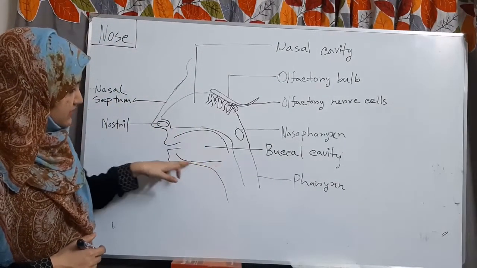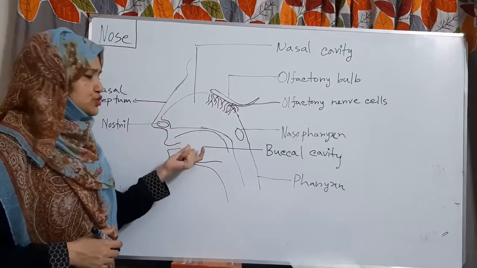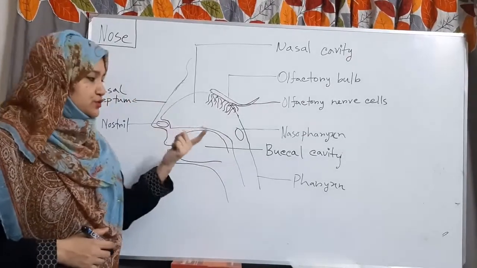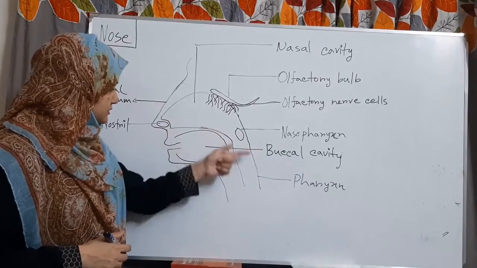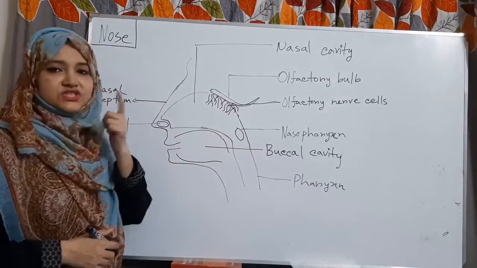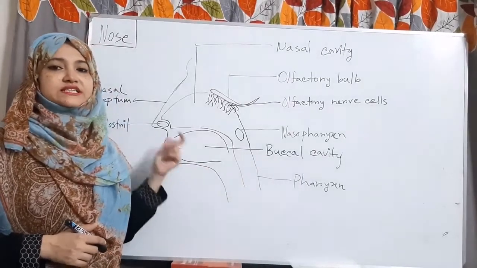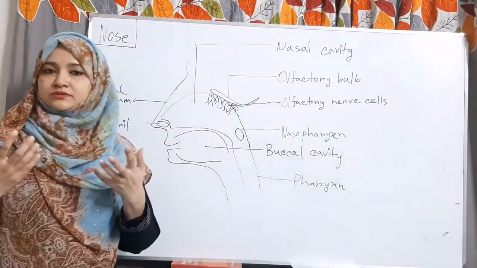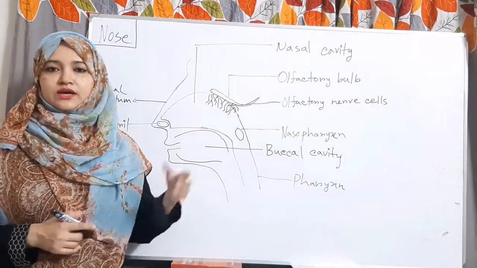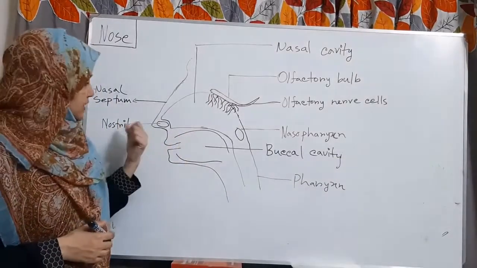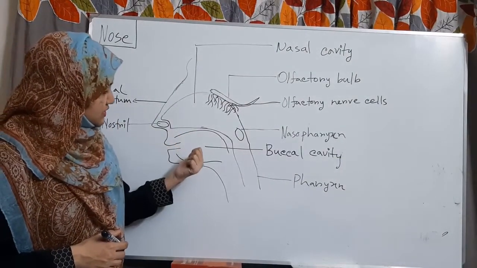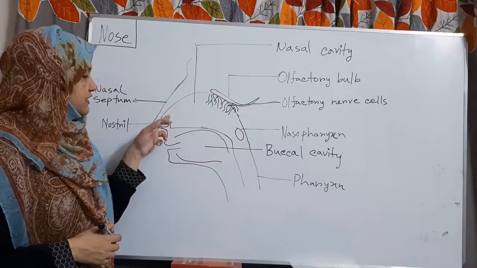This is the buccal cavity, the portion of the oral cavity. The portion of the oral cavity bounded by lips, cheeks and gums is known as the buccal cavity. The buccal cavity contains teeth, tongue and many salivary glands. Our nose is situated above the buccal cavity.